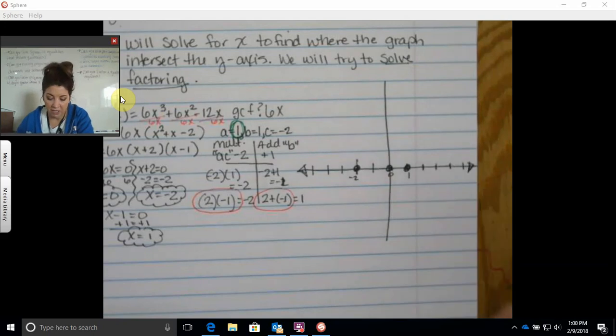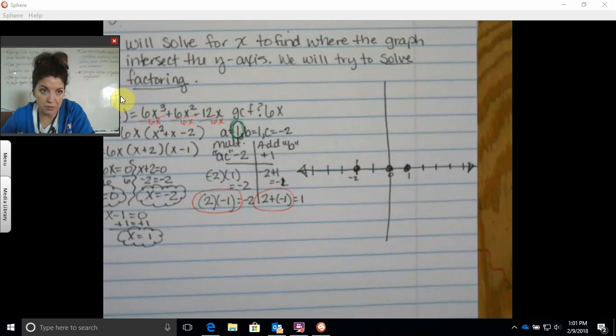Now, I'm not going to put anything on my y-axis yet because I don't know how high or low I'm going to need to go. So, I'm going to hold off on that, okay?